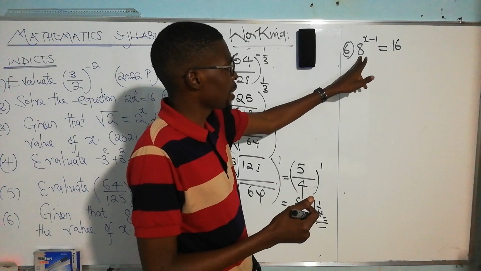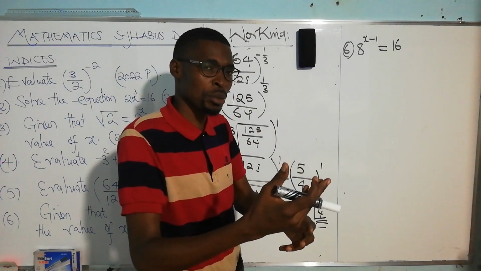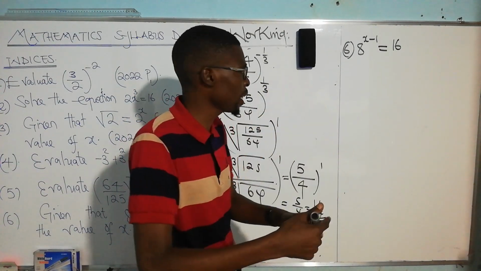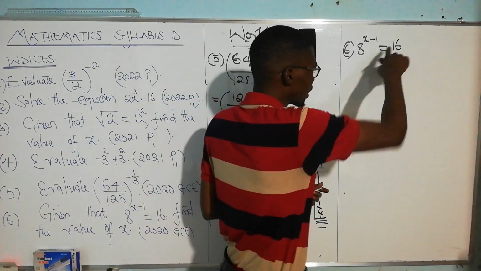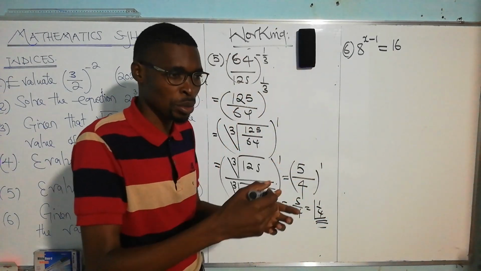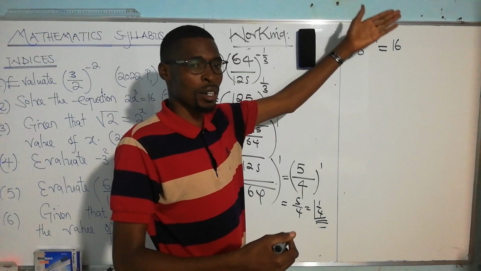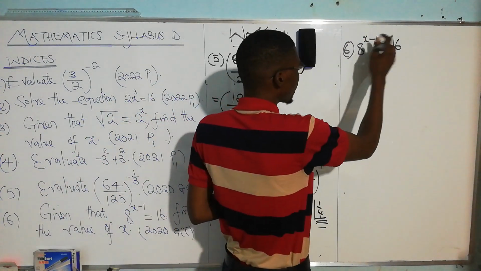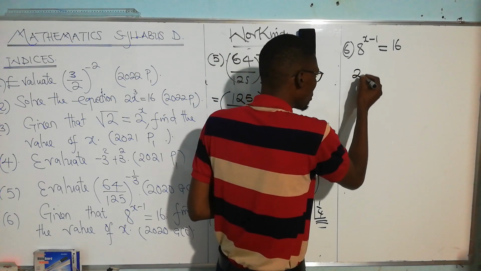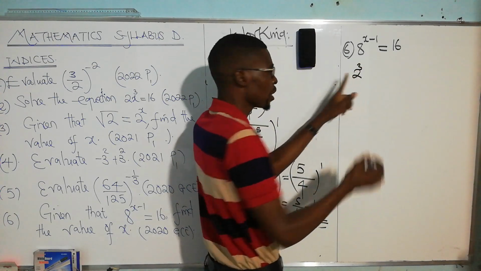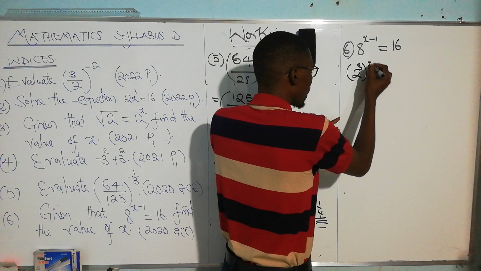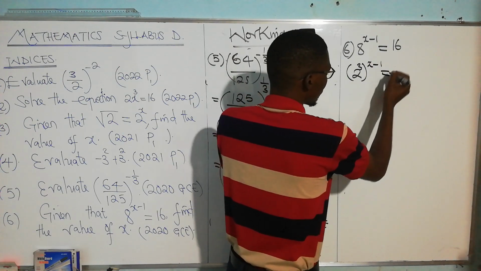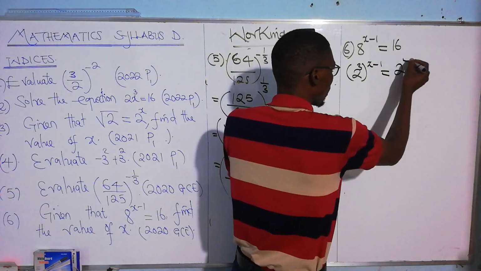You know that you can write 8 as 2 times 2 times 2, meaning 2 to the power 3, that is 8. And you can write 16 as 2 times 2 times 2 times 2, which is 2 to the power 4. Because of that, 8 to the power x minus 1 can be written as 2 to the power 3, this is 8, then to the power x minus 1. This is equal to 16, which is 2 to the power 4.